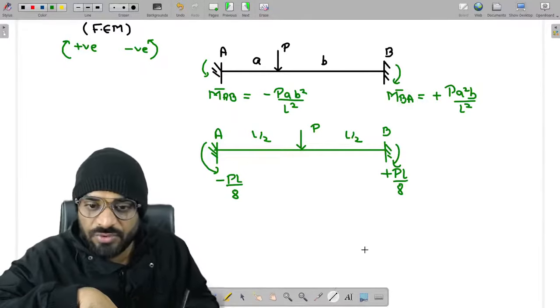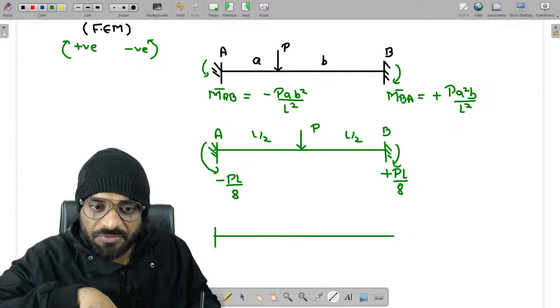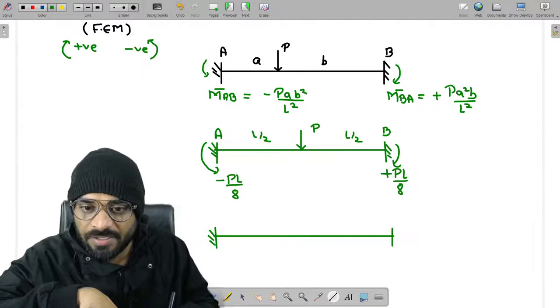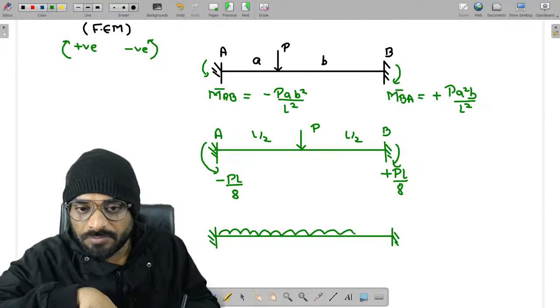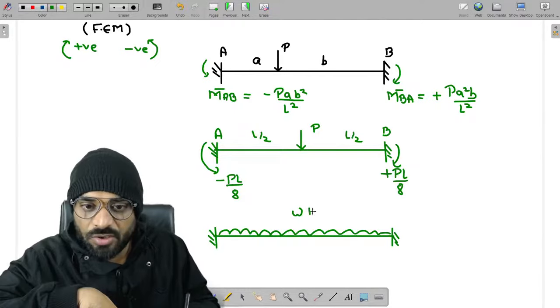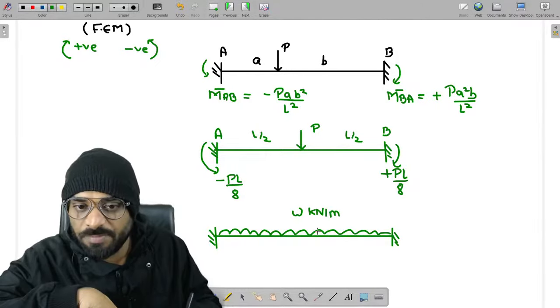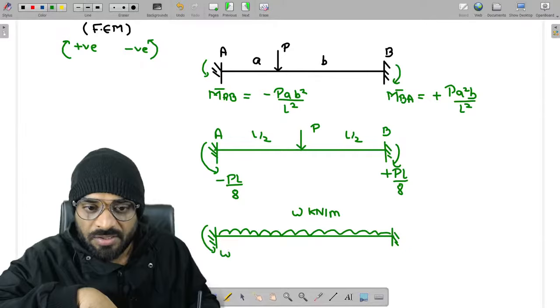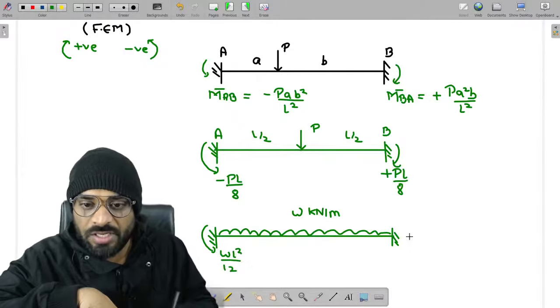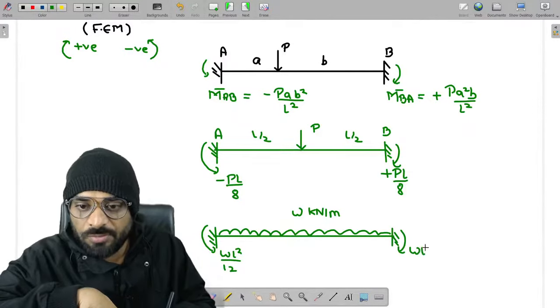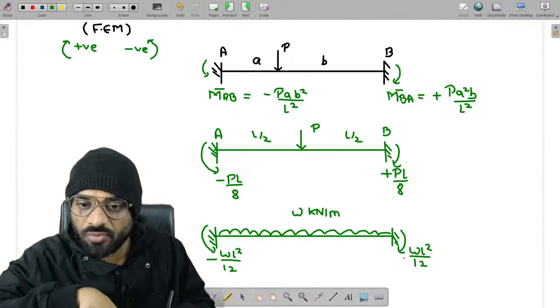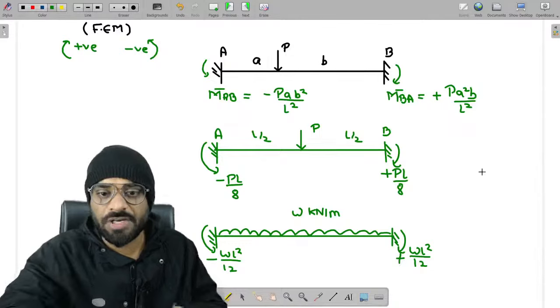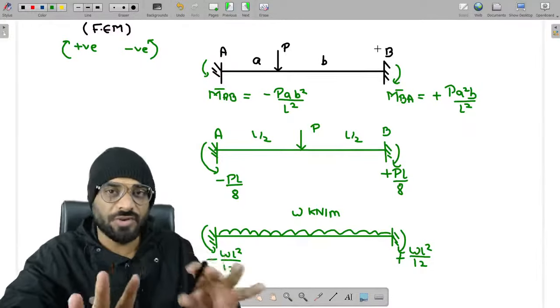Next one is if we have a UDL on the entire span, W kilonewton per meter. So this value will be WL square by 12, and this value is also WL square by 12. It is anti-clockwise negative, clockwise positive. Getting a point? At least remember these values for your examination purpose.